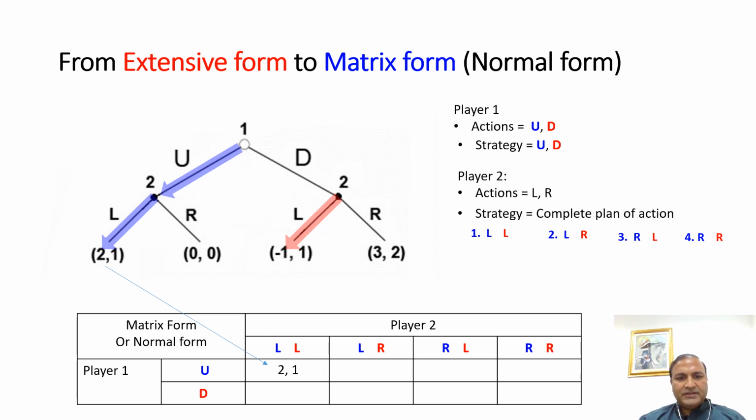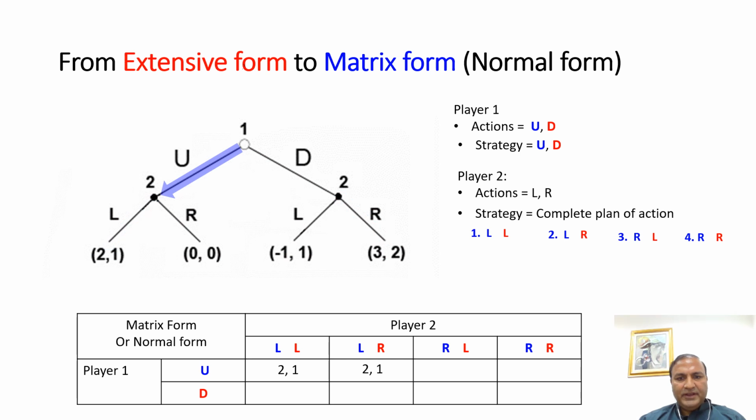And then the next possibility is that player 1 is choosing U and player 2 is choosing LR. Okay, so let us draw this first. Player 1 is choosing U and player 2 is choosing LR. So now again the game is coming here because we have to follow the path. So the game is coming here, and again the payoff is 2 and 1.